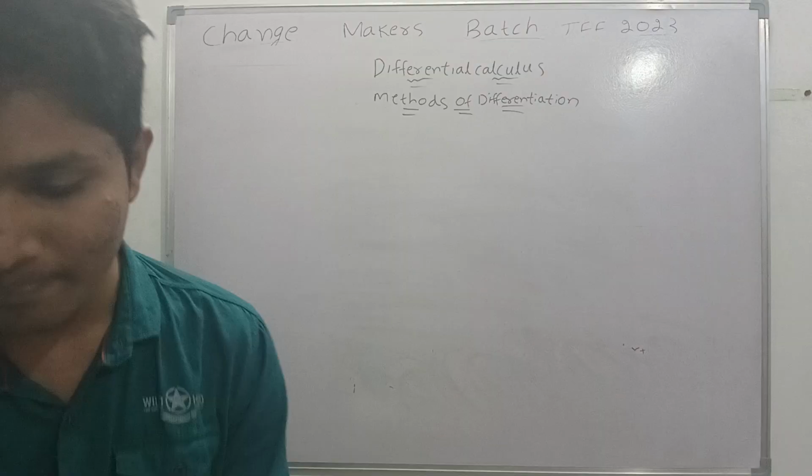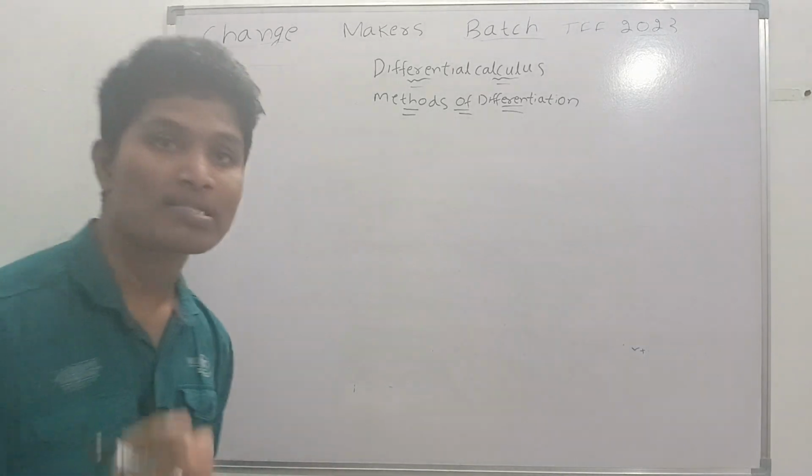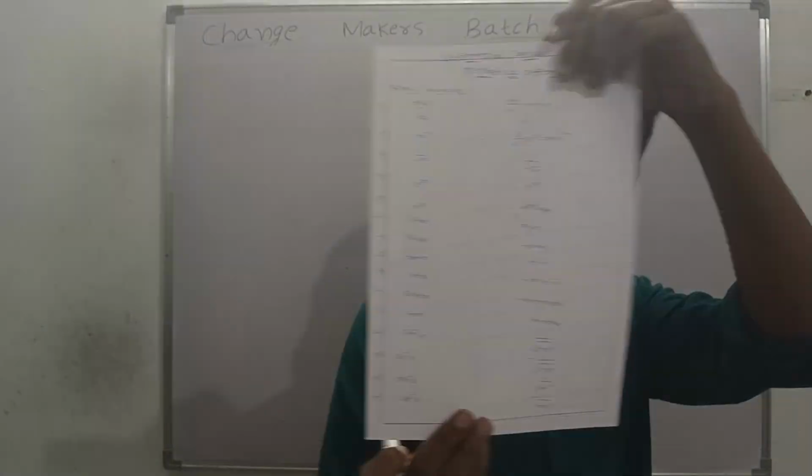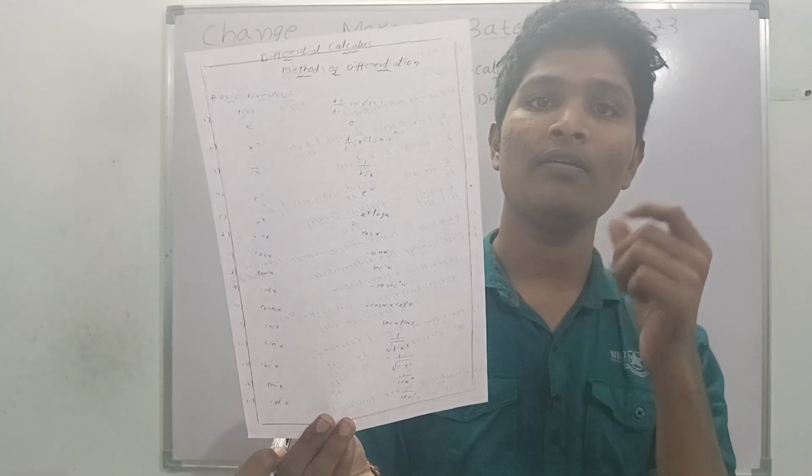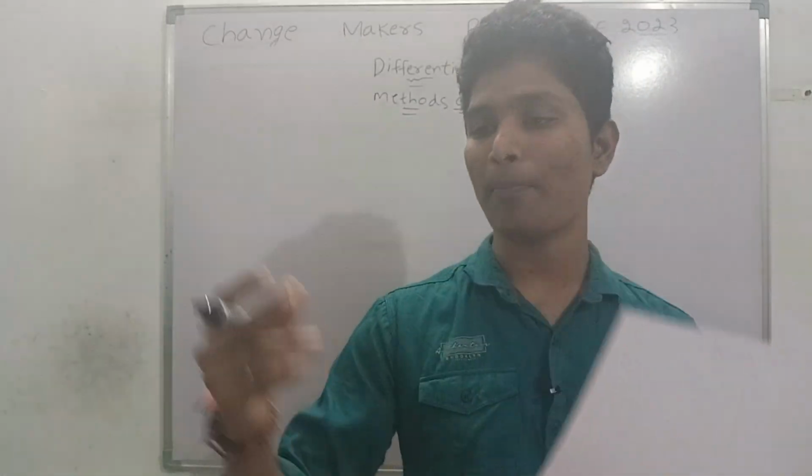The first thing is basic formulas. What are the formulas present in this? I have written them clearly on this paper, taken the PDF of it, and uploaded it in the Telegram channel.